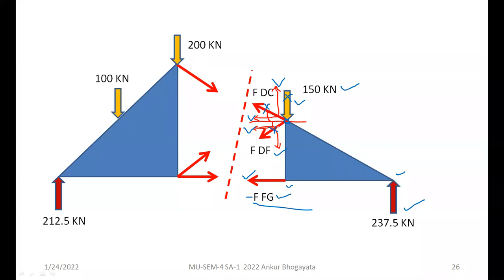However, it is good practice that you solve for these unknowns as well. So with this briefing, I give you 2 minutes and try to figure out the value of FG. I'll not show the solution right now, but I wish that you all try and calculate it. It's very easy. Take moment of these forces about point D. Let us say this is point D. So take moment of FG and 237.5 about point D, and give me the answer for FG.